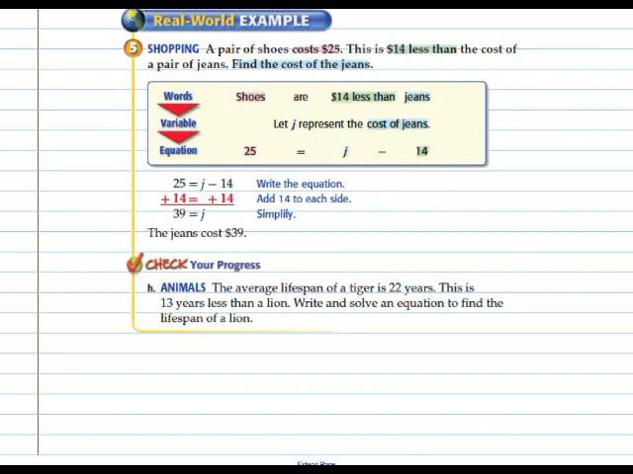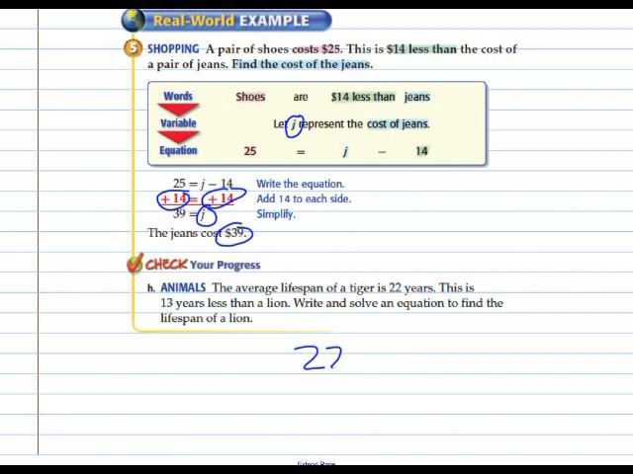A pair of shoes costs $25. This is $14 less than the cost of a pair of jeans. Find the cost of a pair of jeans. In words, shoes are $14 less than jeans. J represents the cost of the jeans. So the cost of the shoes, $25, is equal to the cost of the jeans minus $14. I add 14 to both sides of my equation. Gives me J on one side of the equation by itself. It tells me that my jeans cost $39.